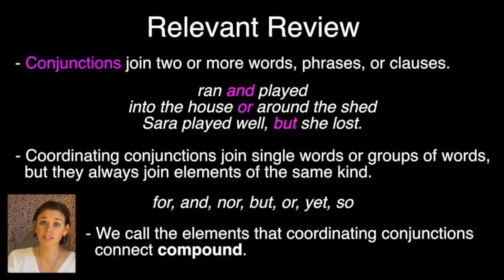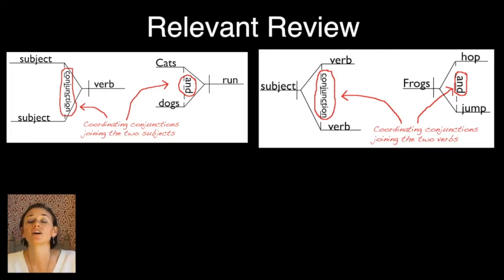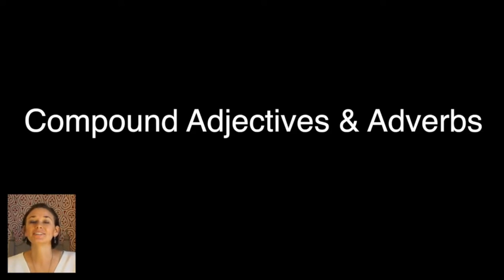And in lesson 13, you learned how to diagram compound subjects, compound verbs, and compound direct objects. Let's just look at how we did that again. Here is how we diagrammed compound subjects. Here is how we diagram compound verbs. And here is how we diagram compound direct objects. In all of those diagrams, our coordinating conjunction went on a dotted line between the two elements that it was connecting. It's time to learn about diagramming compound adjectives and adverbs.